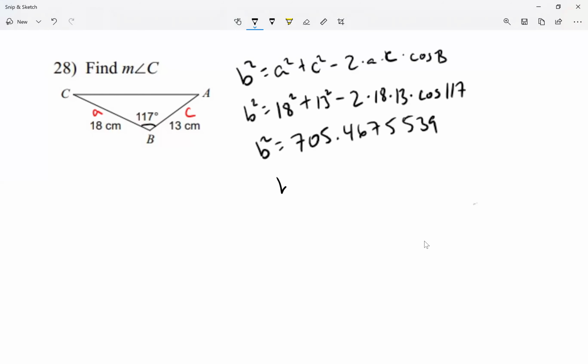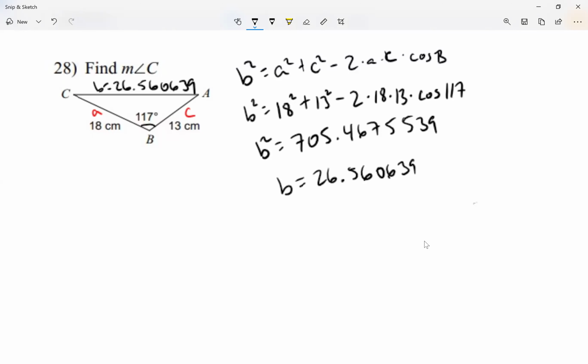Get the square root of each side, so I'm going to get that b is about 26.560639. So I know this side b is 26.560639. Now, is that what I had asked you to solve for? No. I asked you to solve for the angle C, because it says find the measurement of angle C.